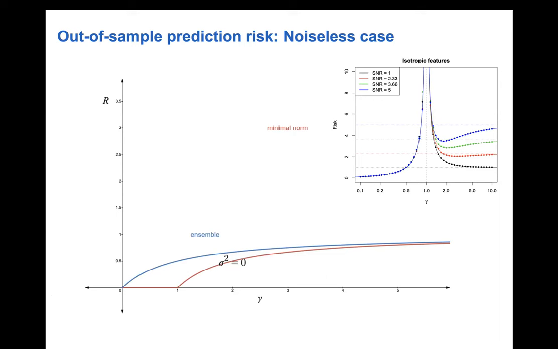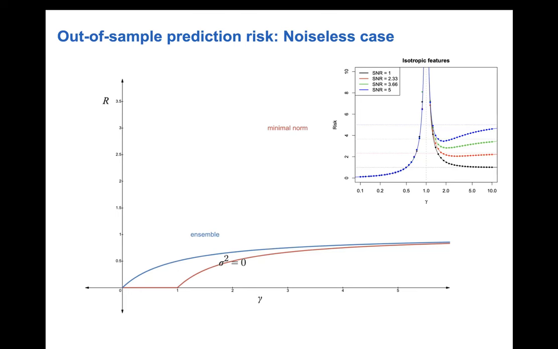Now we can tell how it looks by plotting this theoretical test risk curve. In the noiseless case, the blue curve corresponds to the ensemble of one sample estimators, and the red curve corresponds to the minimum norm estimator. In the noiseless case, I don't really have any additive noise, which means sigma squared equals zero. Then when gamma is smaller than one, my minimum norm estimator is the ordinary least square estimator. It perfectly fits the data because you have no noise, and always gives you exact prediction, which means my test risk is always zero.